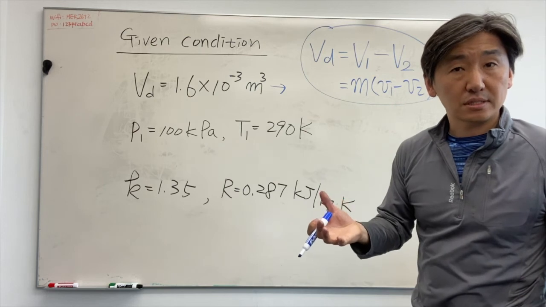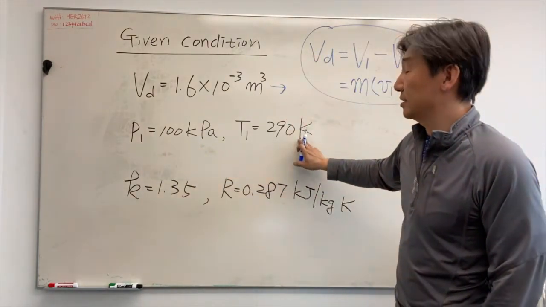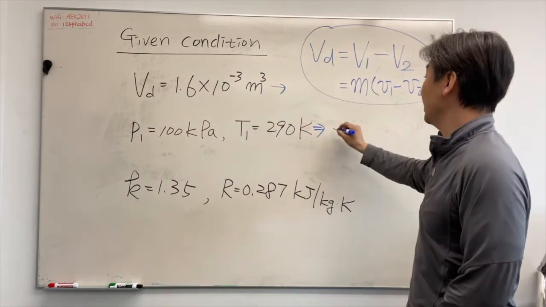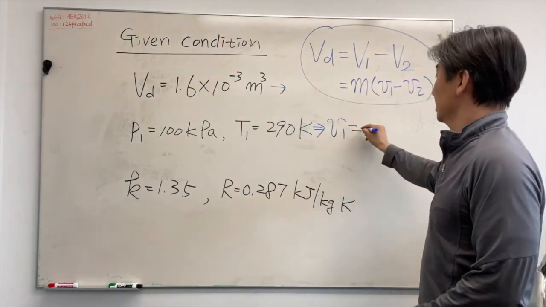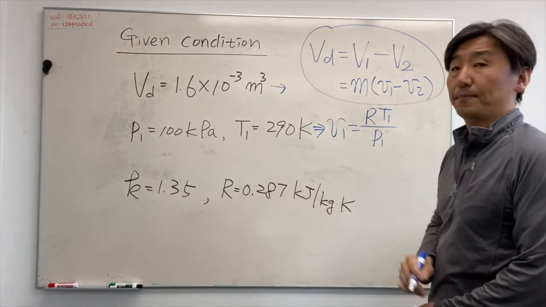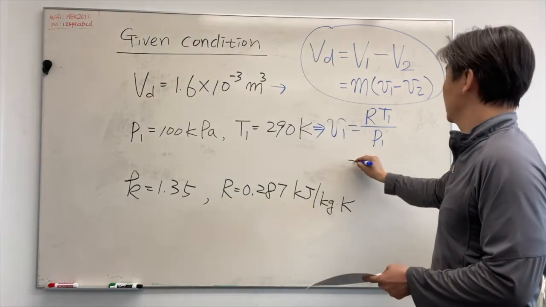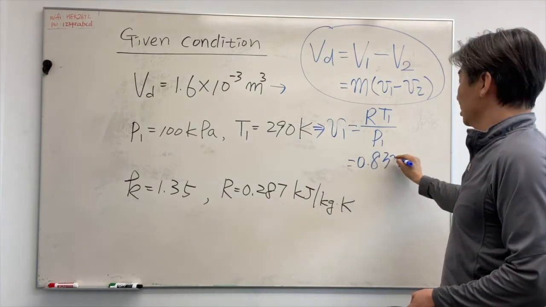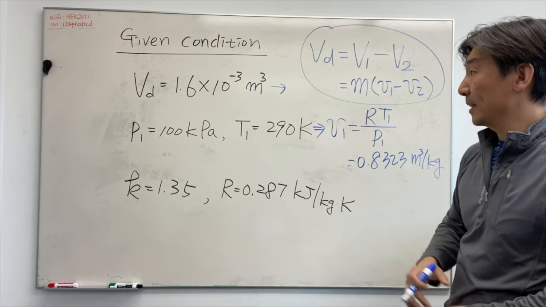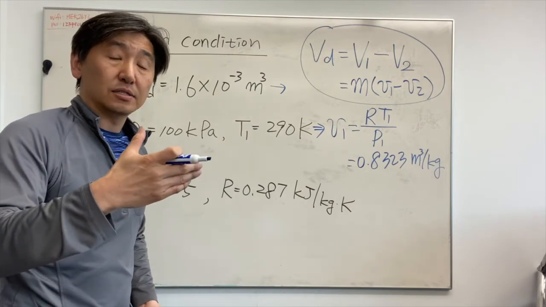The answer is yes, we have to use the ideal gas law, because at the first state, we know the pressure and temperature. Because we already assumed that your air is an ideal gas, we can calculate v1, the specific volume, to be R T1 divided by P1. So we can calculate the specific volume, which is 0.8323 meter cubed per kilogram. All right. Then, how about v2? Can you calculate the specific volume at state 2?